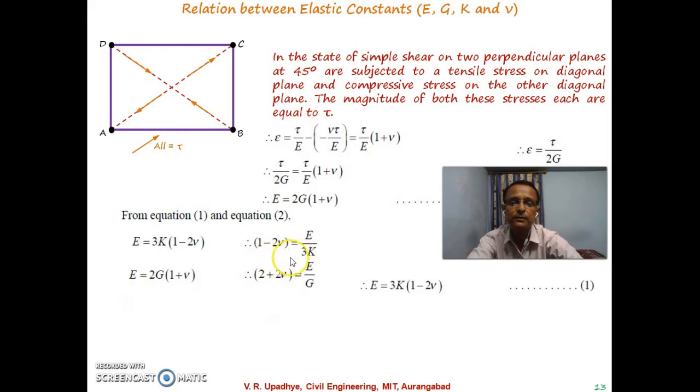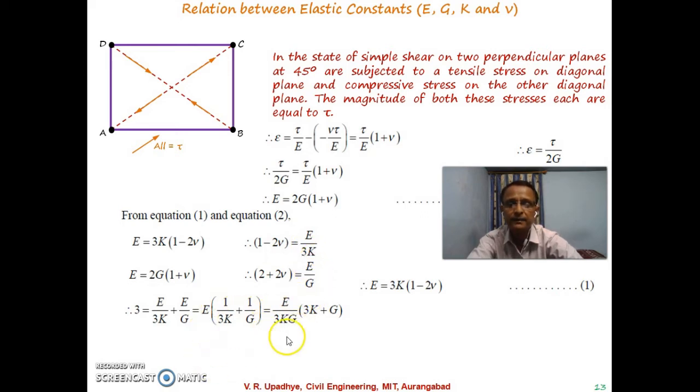So we have two different equations. 1 minus 2 mu is equal to E divided by 3K, and 2 plus 2 mu is equal to E divided by G. If we add these two equations, then 1 plus 2 becomes 3, the two mu terms get cancelled, and this will give you E divided by 3K plus E divided by G.